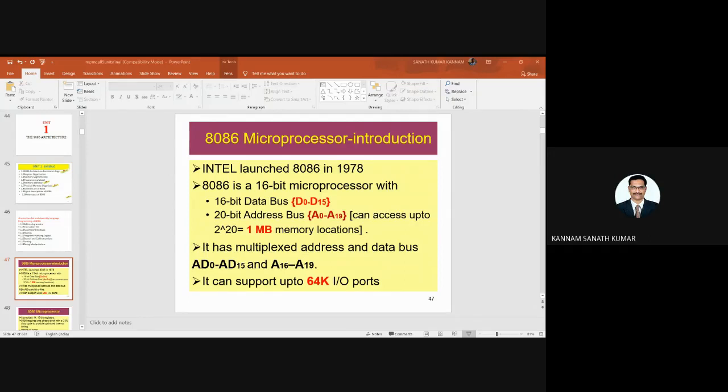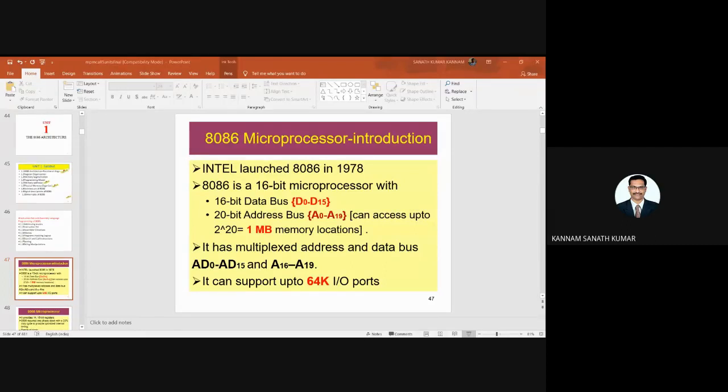As I told you, memory size is defined as 2 power n, where n is the number of address lines. So that means 2 power 20. With 2 power 20, how much memory can it access? It can access up to 1 MB of memory locations. In order to decrease the pin count, the lower order address lines, AD0 to AD15, the first 16 data bus lines and the first 16 address bus lines, will be multiplexed.